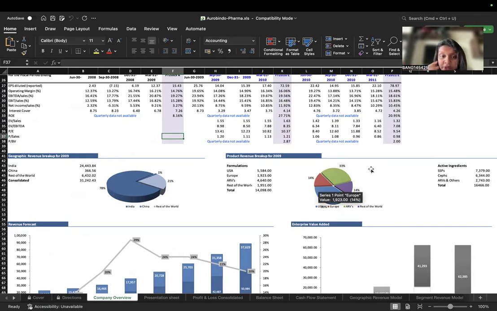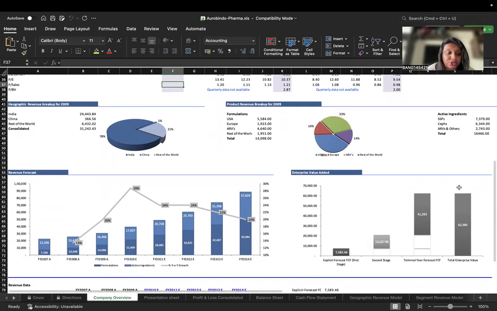So let me tell you, you see formulation for USA is 5,584, Europe 1,923, ARV 4,640, and the rest of the world is 1,951. And all of this totals 14,098. Then for Europe as well, as you can see, active ingredients also.